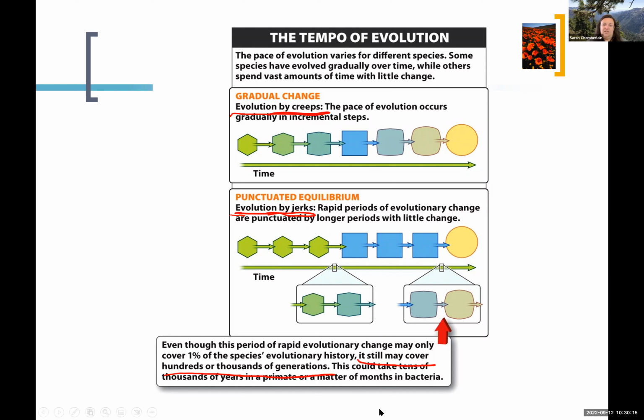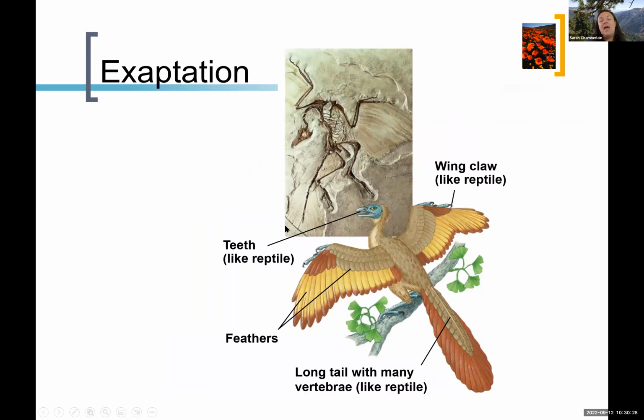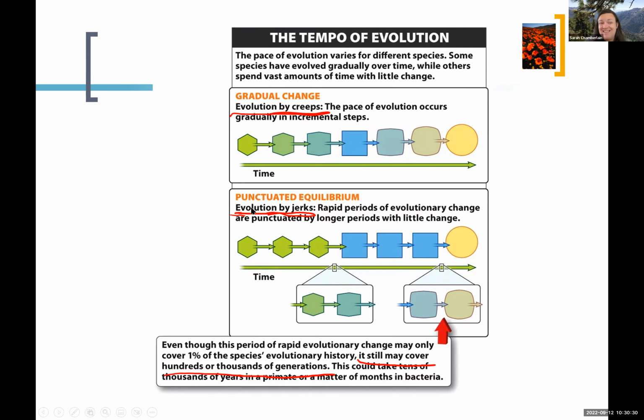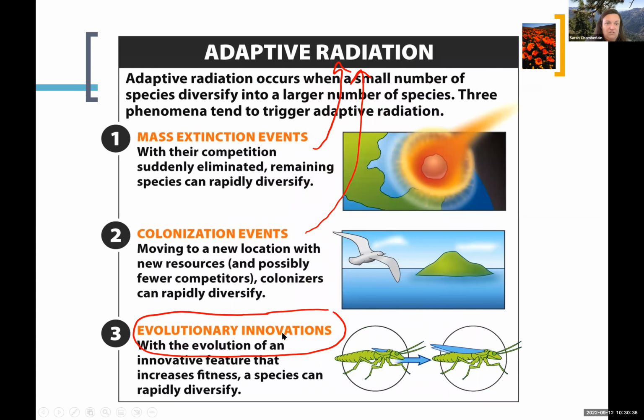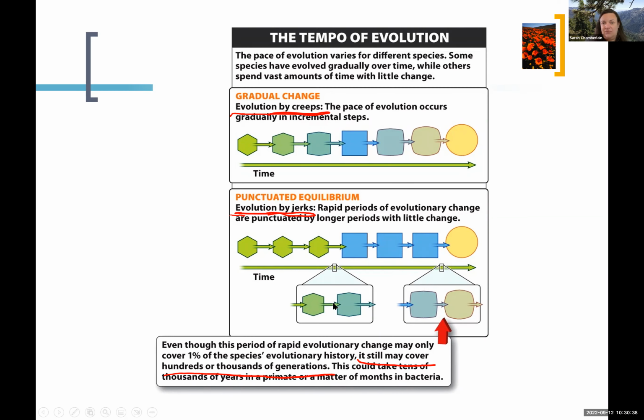Okay, so this could take tens of thousands of years in a primate or just a few months in bacteria, because remember, bacteria reproduce really, really quickly. Okay, so that's punctuated equilibrium, right? And so we do see evidence of both, but this is kind of a big thing, all right? And one of the ways that we see this is with these evolutionary innovations, okay? So let's talk about some of these for a little bit.